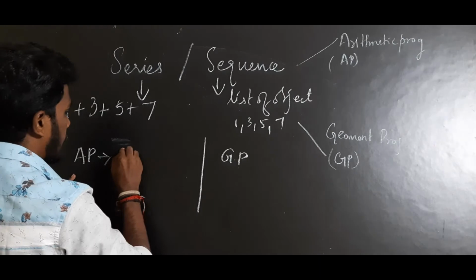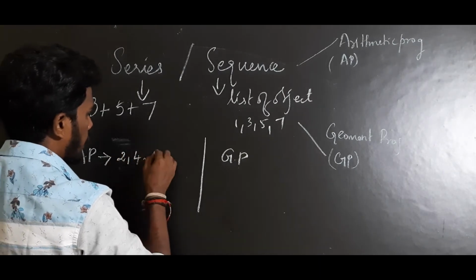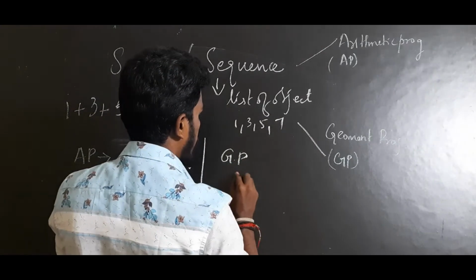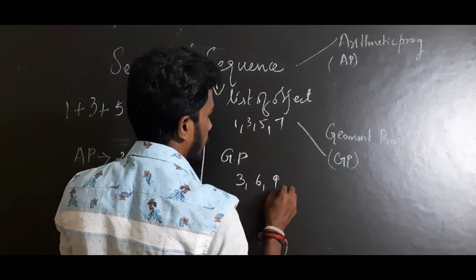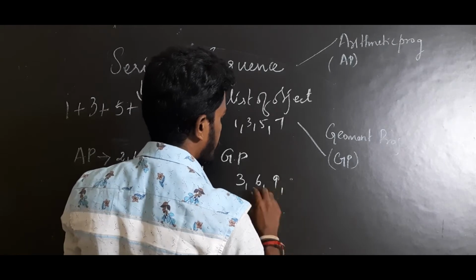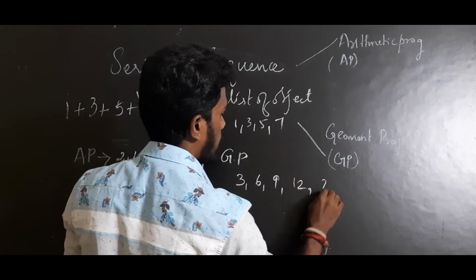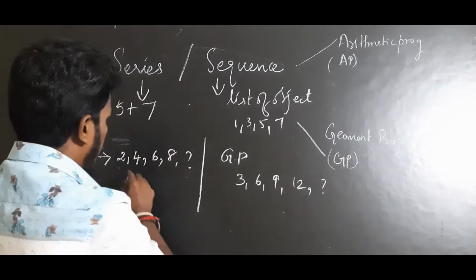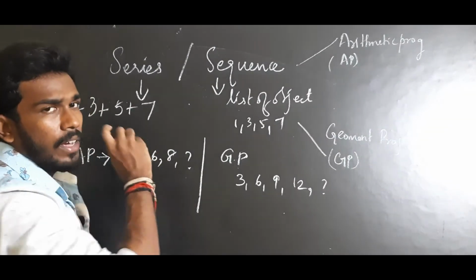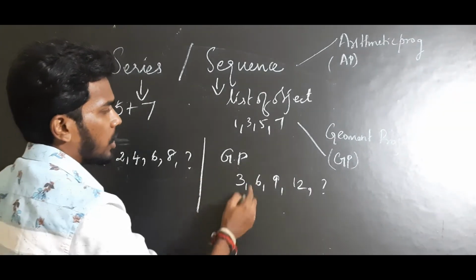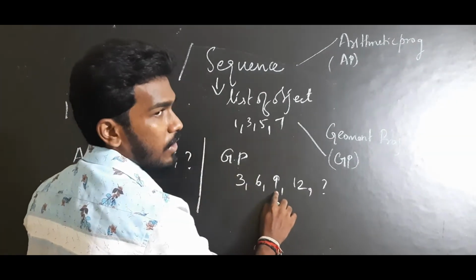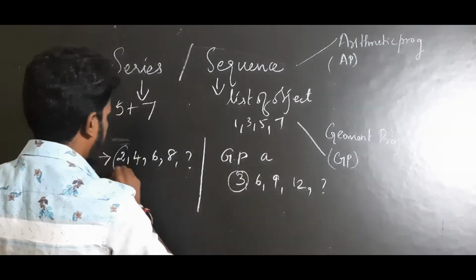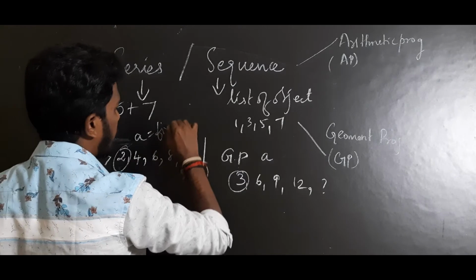For an instance, let me take 2, 4, 6, 8. What will be the next term? In geometric progression, 3, 6, 9, 12. What will be the next progression? In arithmetic progression, between each number, we will have a common difference. In geometric progression, between each number, we will have a common ratio. In both instances, the first number will be denoted as A. First element, A, is nothing but my first element.